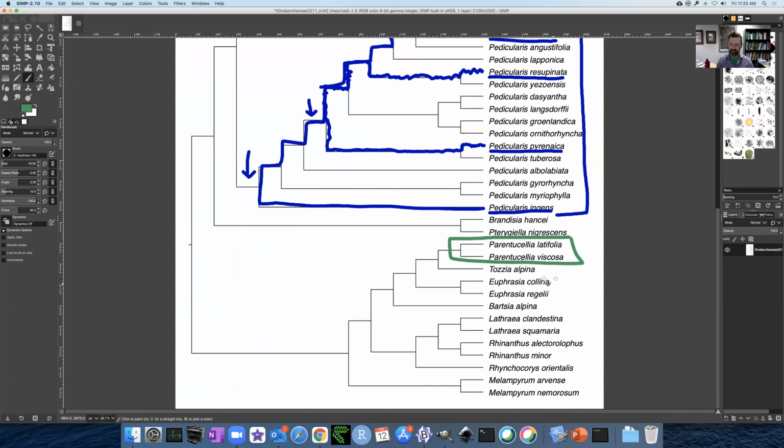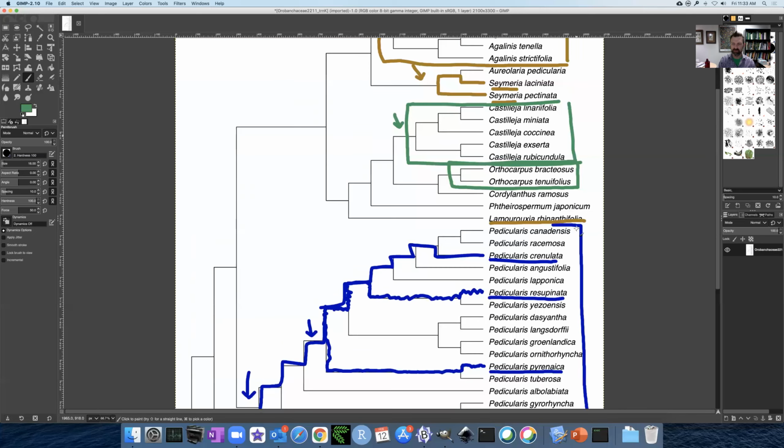Parentucellia, Euphrasia, Lathraea, Rhinanthus, and finally Melampyrum. All right, so those are all monophyletic for the same reasons as we used in this big genus Pedicularis. And hopefully that's a little more clear for you now.